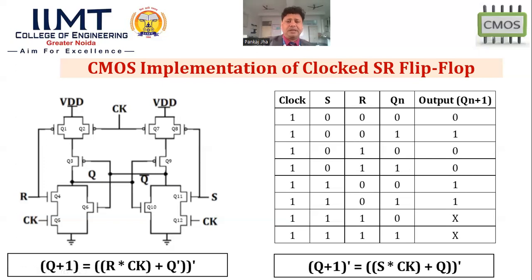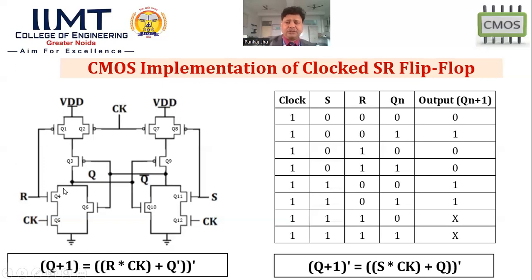So if Q bar is 0, now understand, if Q bar is 0, then transistor Q6 will be in which mode? Cutoff mode. Very good. And R, since R is 1, okay, sorry, R is here 0.